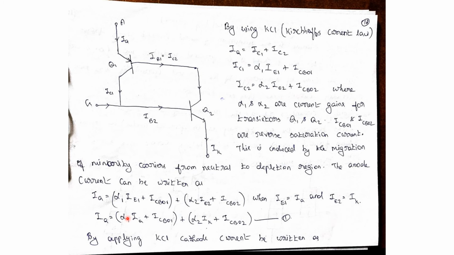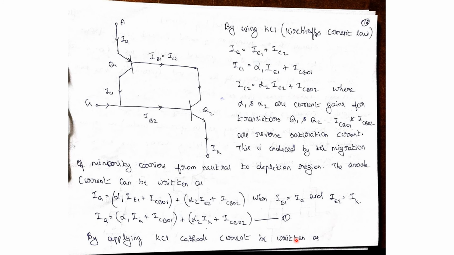It can be written as IA is equal to alpha 1 IE1 plus ICBO1 plus alpha 2 IE2 plus ICBO2. We know the emitter current IE1 is nothing but IA, and the emitter current of the second transistor, IE2, is nothing but IK. So instead of IE1 and IE2, we are writing IA and IK here. Mark this equation, because later on we need to substitute the value in it.